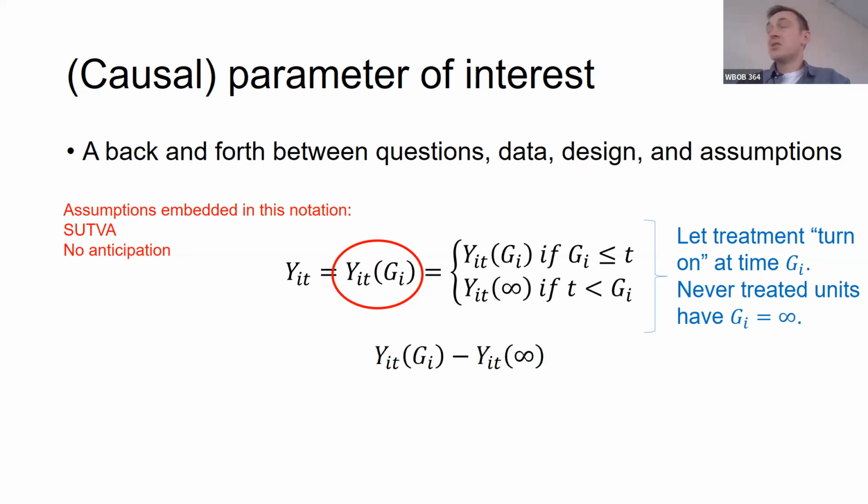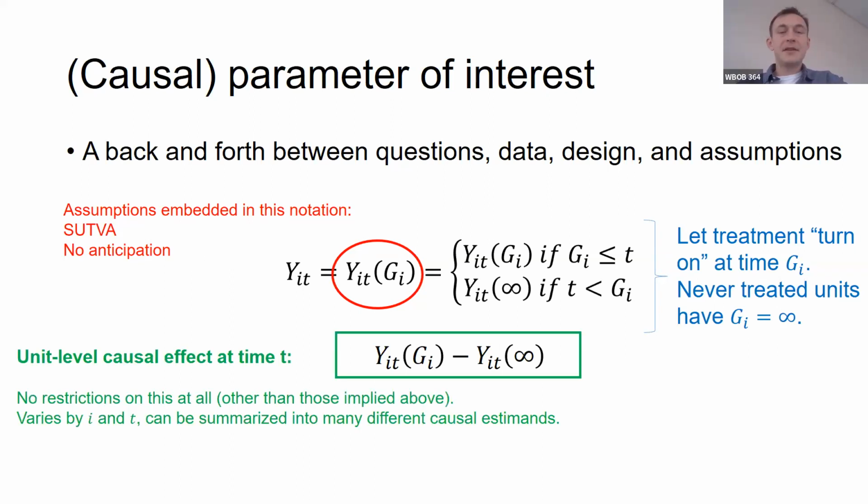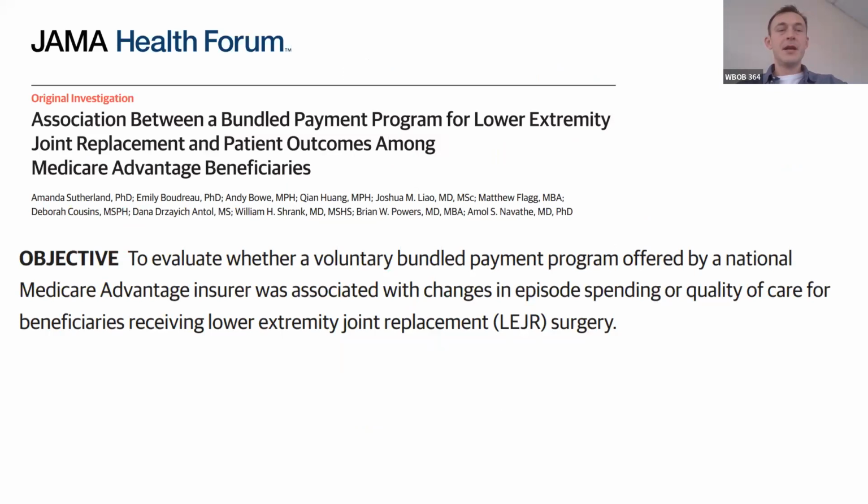But with this, we can just define individual level causal effects. So for one unit i at one time period t, their causal effect, for that person or that unit or that firm or whatever, is just Y(g) minus Y(infinity). And obviously in this situation, that's the very basic component that we use to define causal parameters. It's not restricted in any way. This is the beauty of a causal inference approach rather than something that comes from a more fully specified model at the outset.